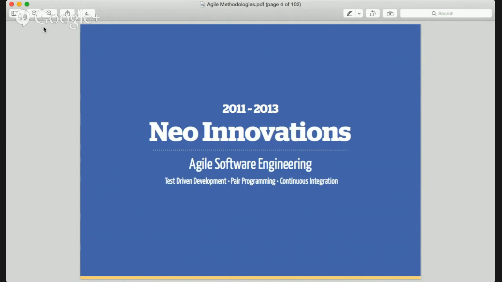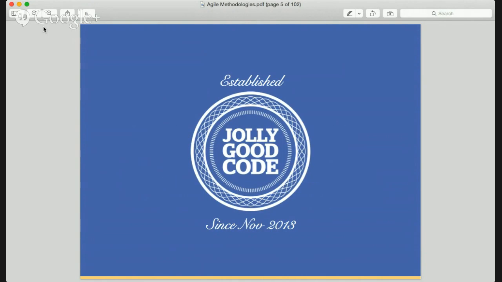Since then, he's been a part of NEO. NEO is another big company that's in this area that's been buying up other startups. So they became a part of NEO. And then more recently, he left and is in charge of his own company now, Jolly Good Code, which he has founded.